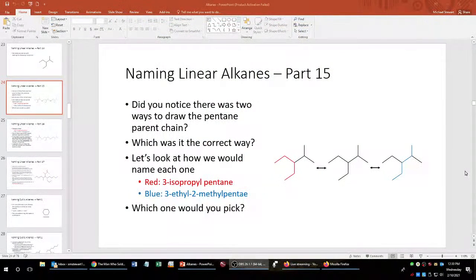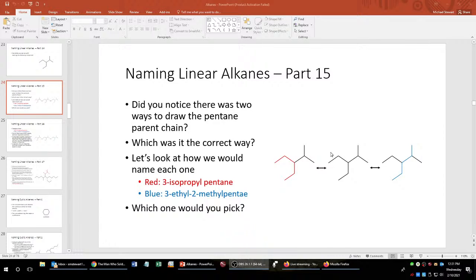24 and 25 on the same PowerPoint. So flip it over. So what happens when you can draw the same length chain multiple ways? In this case, pentane is the longest continuous chain we can draw, but we can draw a pentane either in this C shape or we can draw a pentane in the blue as this continuous chain. The question is, which way do you draw it, since there is no other way to draw a longer chain?